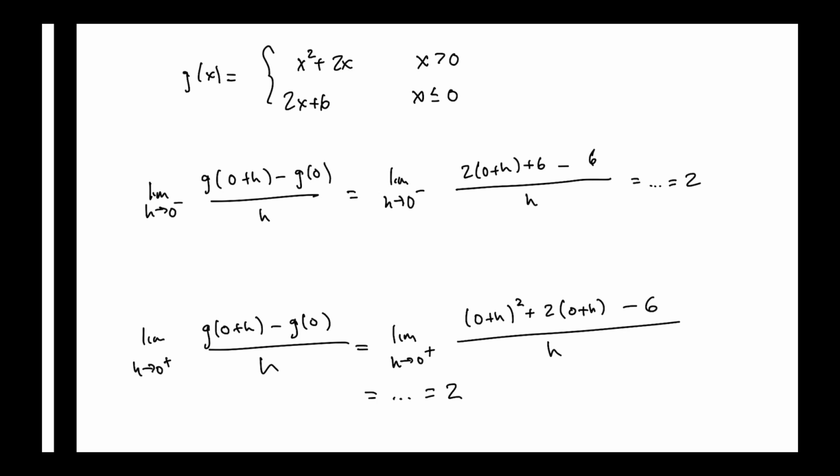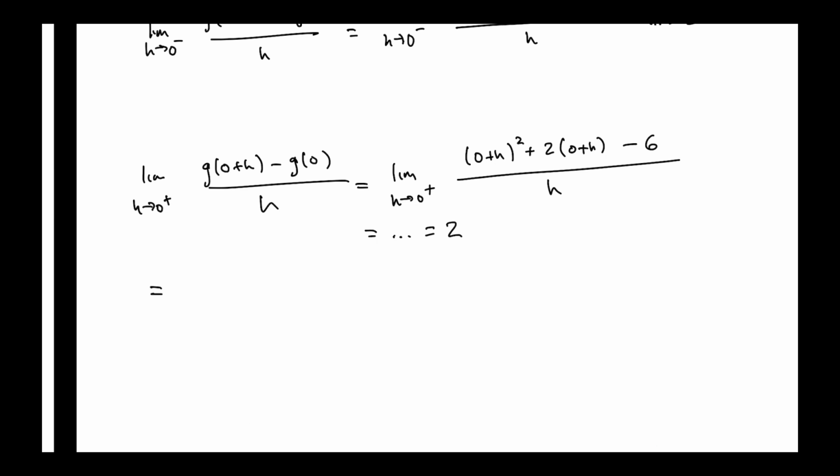Okay, so in this case, what's g prime of 0? 2, the common value of the limit. Okay, well, let's work that one out because it's going to take a little bit more work. So what do we get? h squared plus 2h. Oh, interesting. Minus 6. Okay.